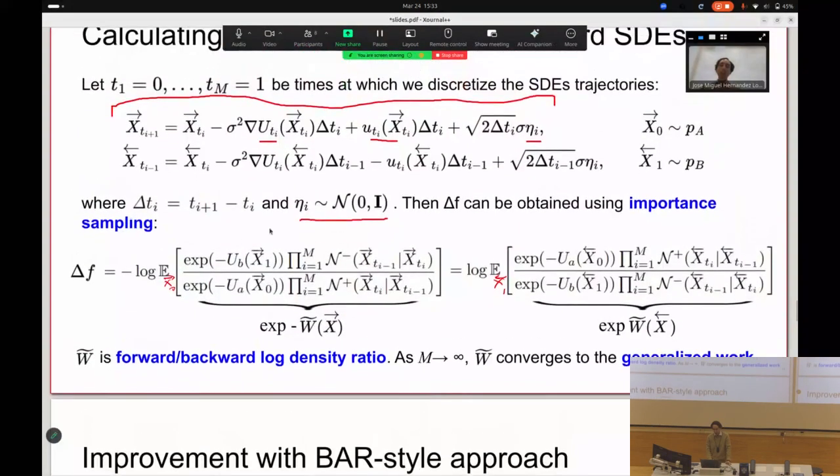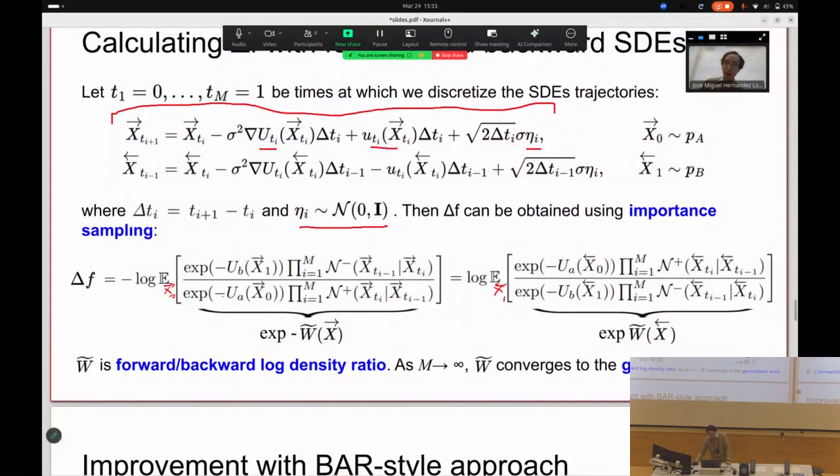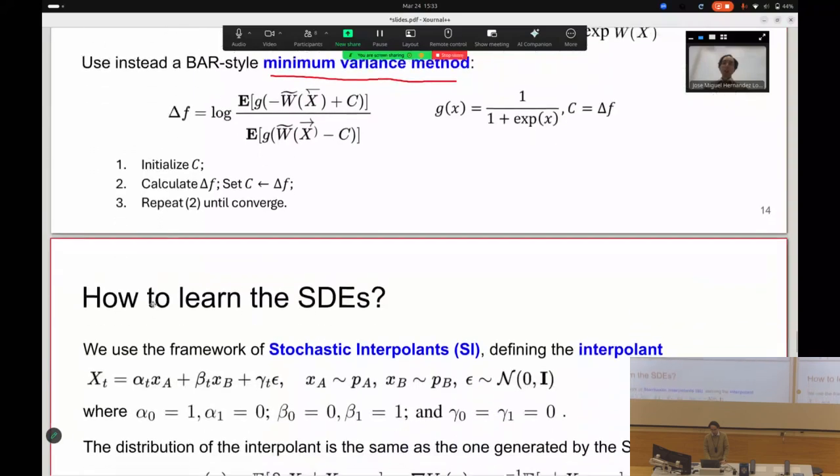Just to clarify, for the SDE trajectories, the probability that you obtain for the forward one is the normalized distribution for PA, and then the Gaussian transition probabilities that bring you from A to B. And for the backward SDE it is the other way. You have the normalized probability of PB, and then the Gaussian transition probabilities that bring you from PB into PA. Okay? And you can show that the expectation of this is going to be the free energy difference. Great. So this is the method.